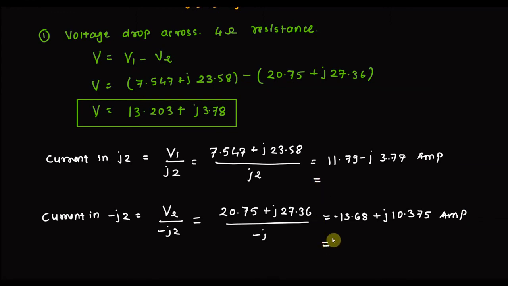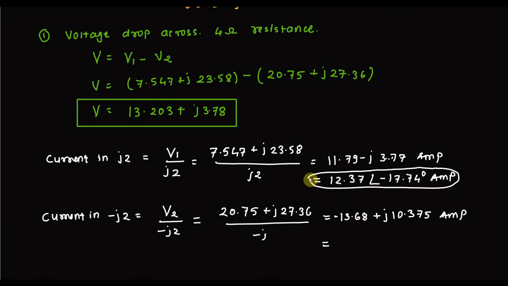Now you can easily convert this into polar form by using a simple calculator. The first is 11.79 minus j 3.77. You can convert and you will get the answer as 12.37 with an angle of minus 17.74 degrees ampere. So this is the value of the current flowing through the j2 impedance.